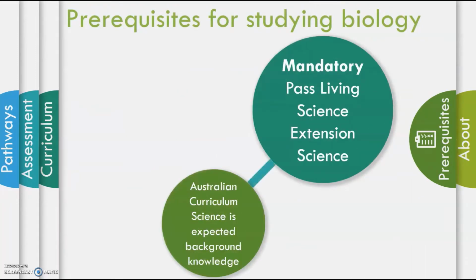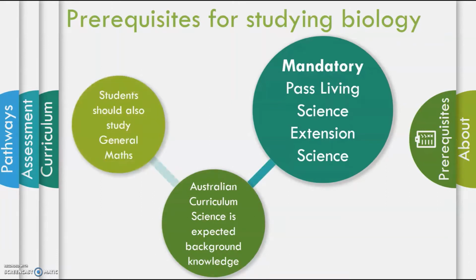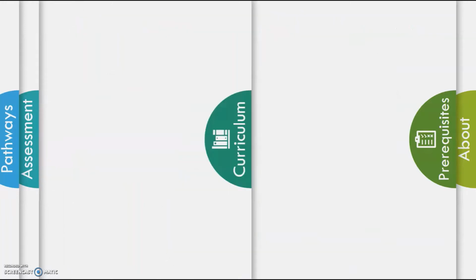Prerequisites for choosing this course: it's mandatory that you pass Living Science, which is an extension science in grade 10. Australian Curriculum science is expected background knowledge, so your junior science years, and students should also be aiming to study a minimum of general mathematics in grade 11 and 12.